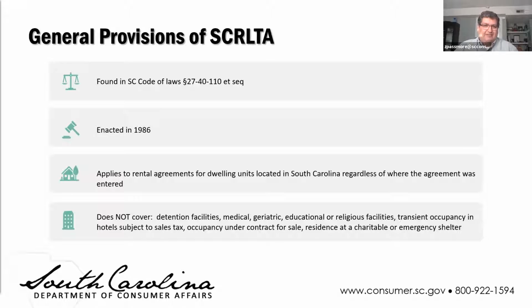You can go online and find the South Carolina Code of Laws, Title 27, and you'd be able to find the Residential Landlord Tenant Act at 27-40-110. It was enacted in 1986, and it applies to rental agreements for dwelling units located in South Carolina, regardless of where the agreement was entered. A dwelling unit under the Act is defined specifically as a structure or part of a structure that is used as a home, residence, or sleeping place by one person who maintains a household or by two or more persons who maintain a common household. And this includes landlord-owned mobile homes.